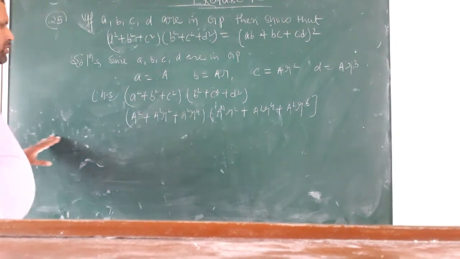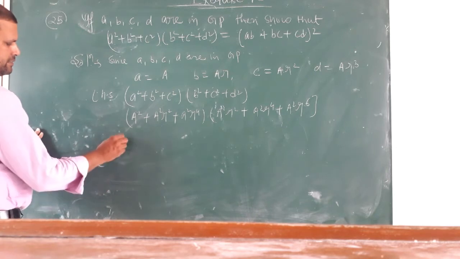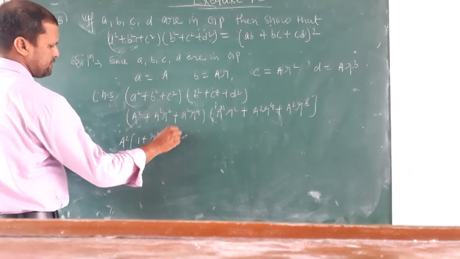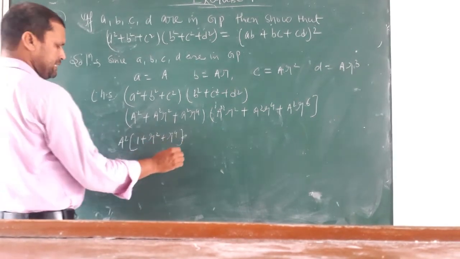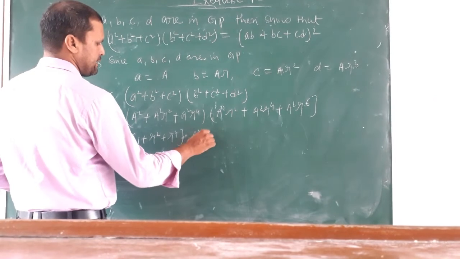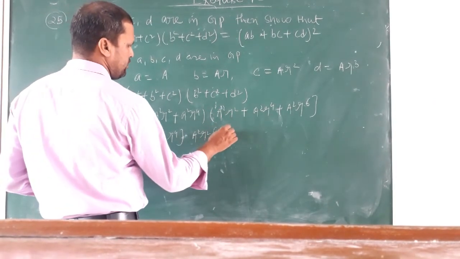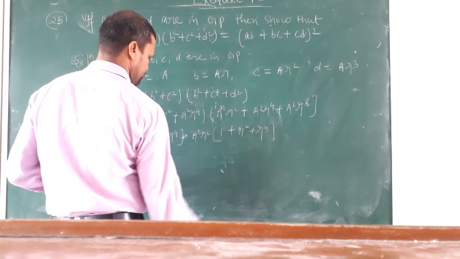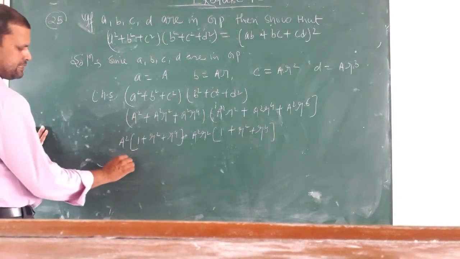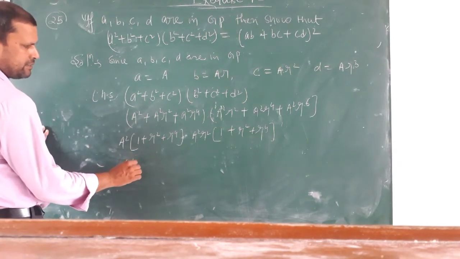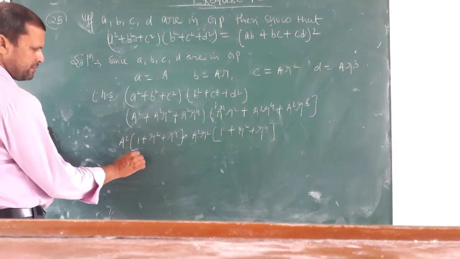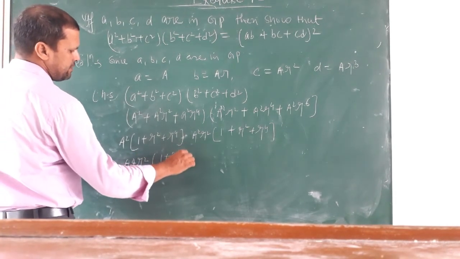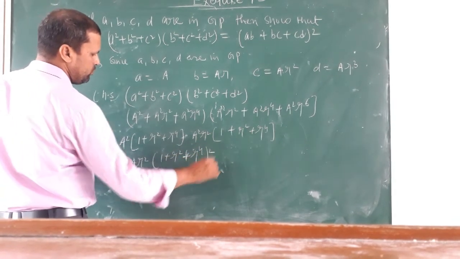Here we can take the common A square, so we can write 1 plus R square plus R to the power 4. And here we take A square R square, and you will get 1 plus R square plus R to the power 4. So this can be written as A to the power 4, R square, into 1 plus R square plus R to the power 4, whole square.